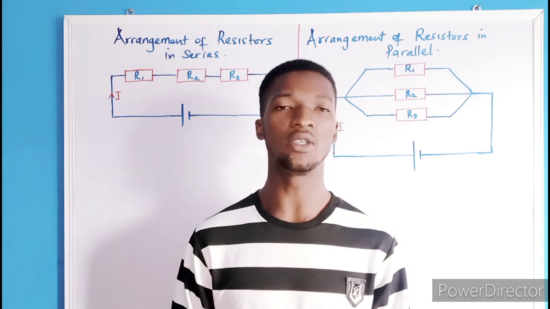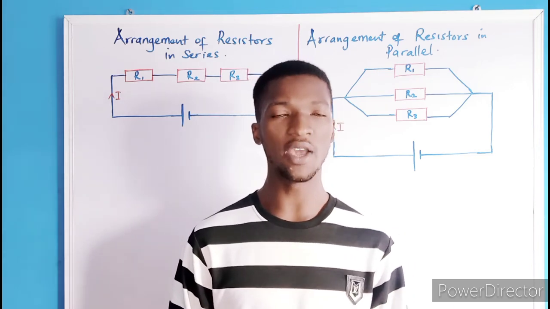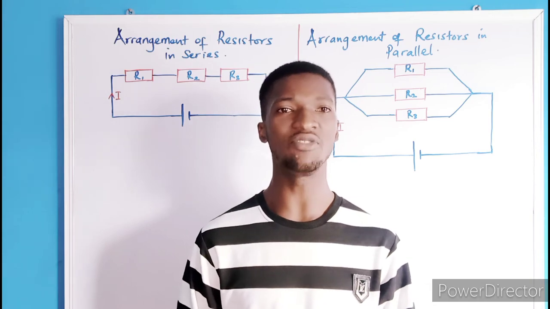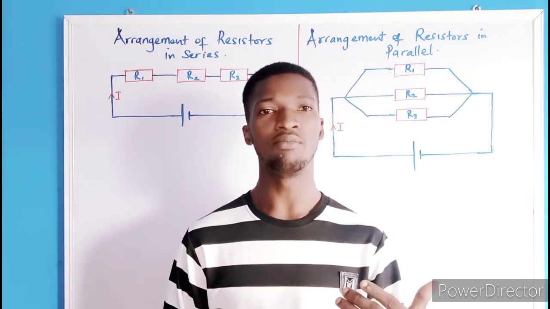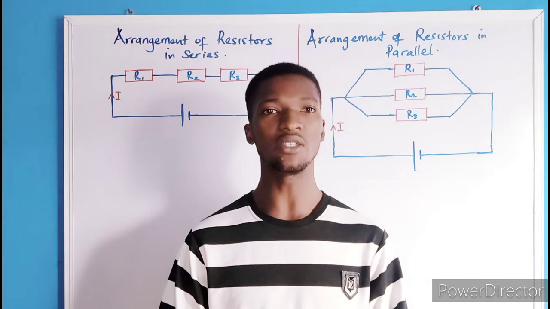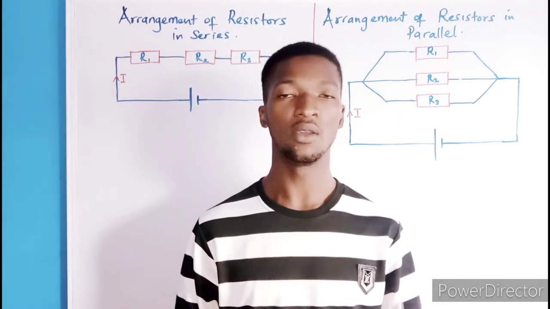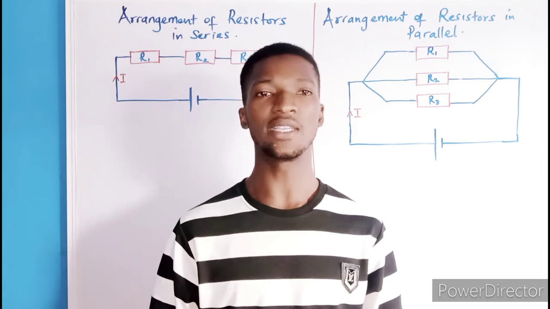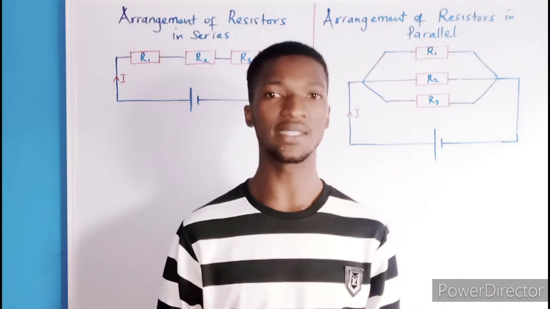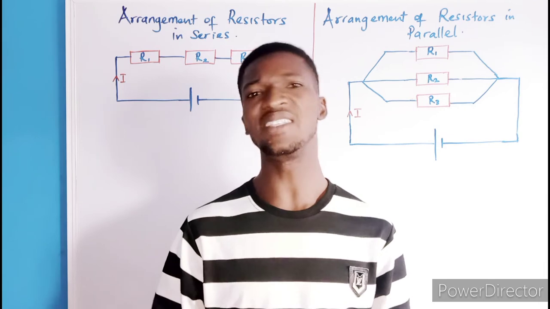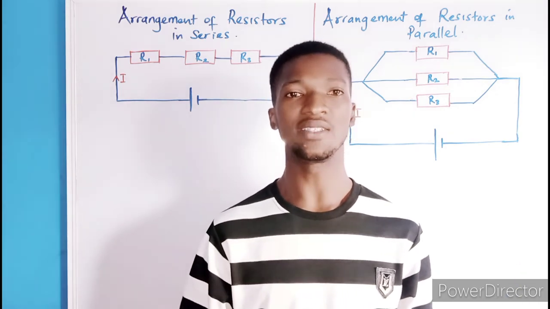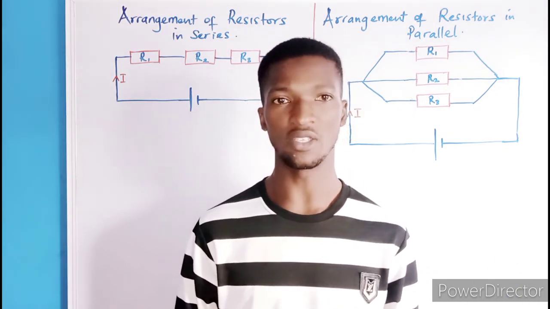But when it comes to the case of a variable resistor, it will always have a changing resistance value. So the magnitude of the resistance value is not fixed. An example of a variable resistor is a rheostat. In this case, the resistance value of that rheostat can actually be changed. This is exactly what differentiates a standard resistor from a variable resistor.